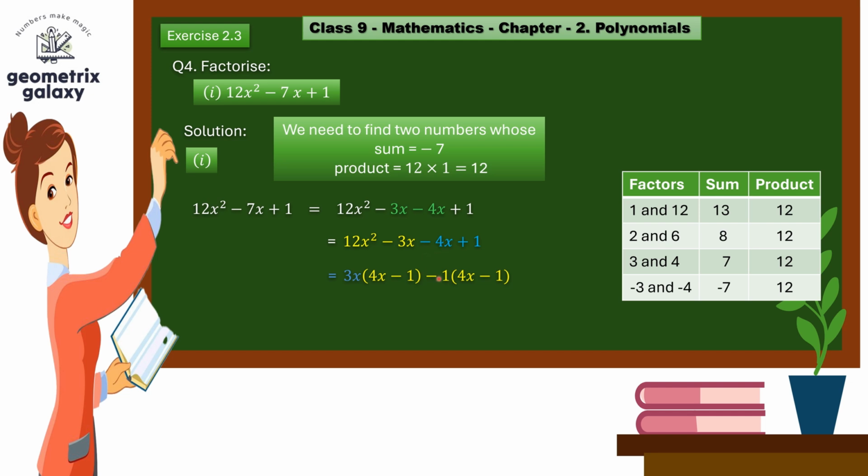In the third and fourth terms, minus 4x plus 1, nothing is common, but I need the same factor 4x minus 1 here. So I take minus 1 out from minus 4x plus 1. If I take out minus 1, it becomes 4x minus 1. Now in the third step, we have a common term 4x minus 1 in both the terms. So I will take 4x minus 1 out, and I am left with 3x minus 1. So it becomes the product of two factors, 4x minus 1 and 3x minus 1.